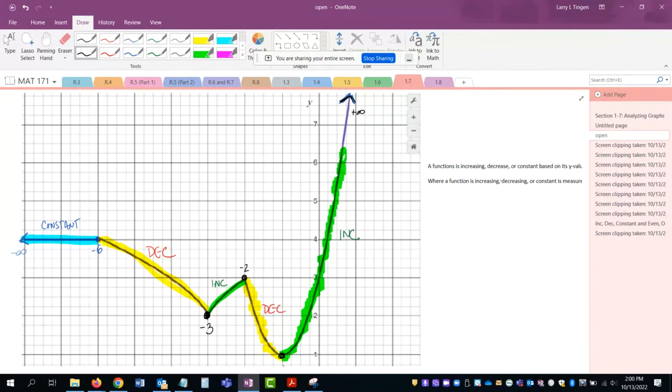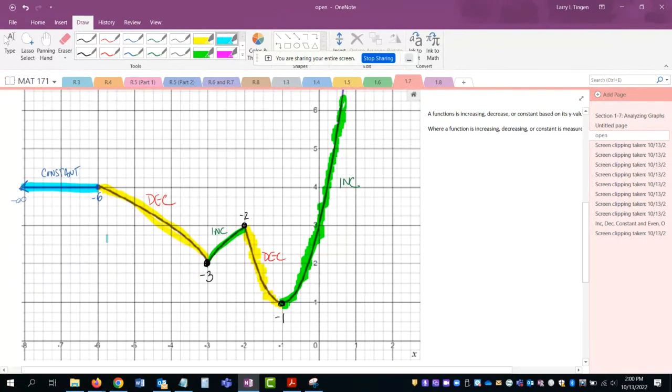All right, so I want to talk about where it's increasing, decreasing, constant. I need to use x values to do that. I can look at this a couple ways. I can either kind of throw those highlights down on the x-axis. So I went from forever up to -6, and then I was decreasing from -6 to -3, and then I'm increasing from -3 to -2, and then I'm decreasing from -2 to -1, and then I'm increasing from -1 to +infinity.